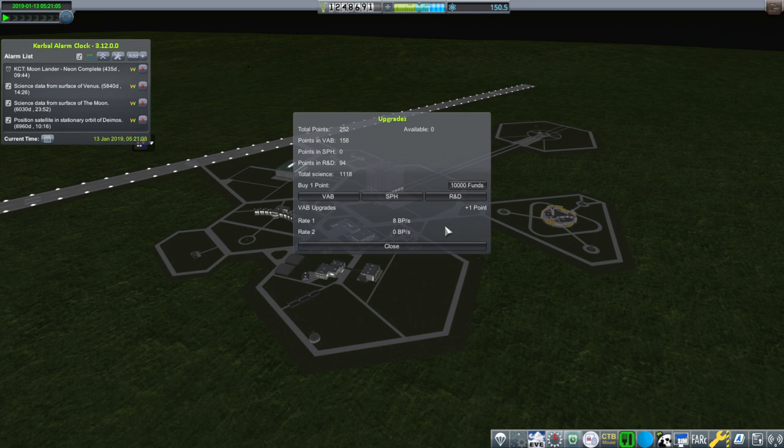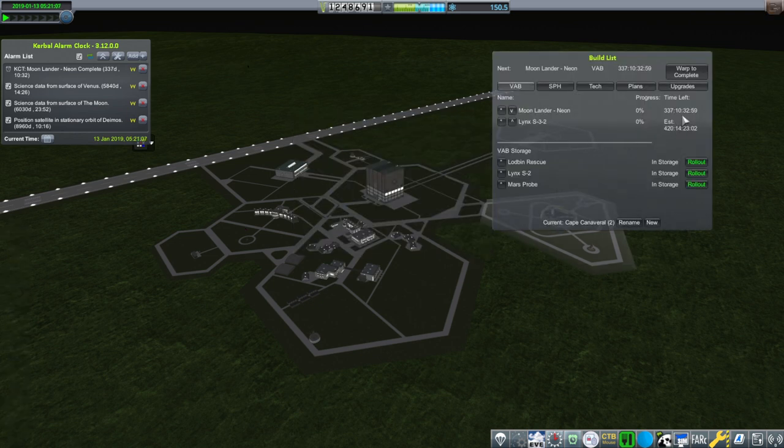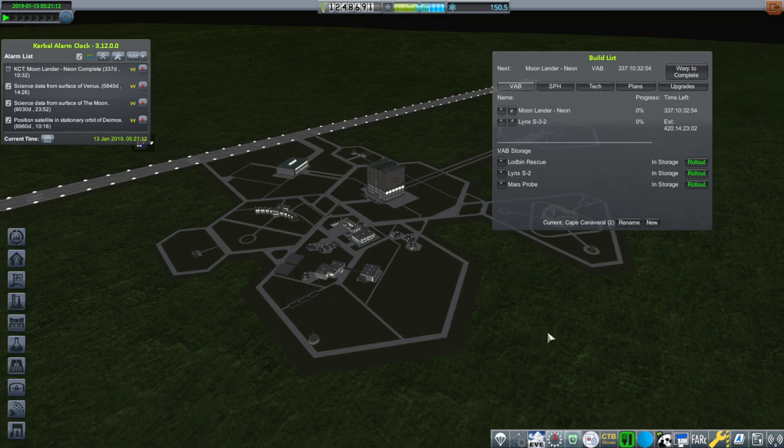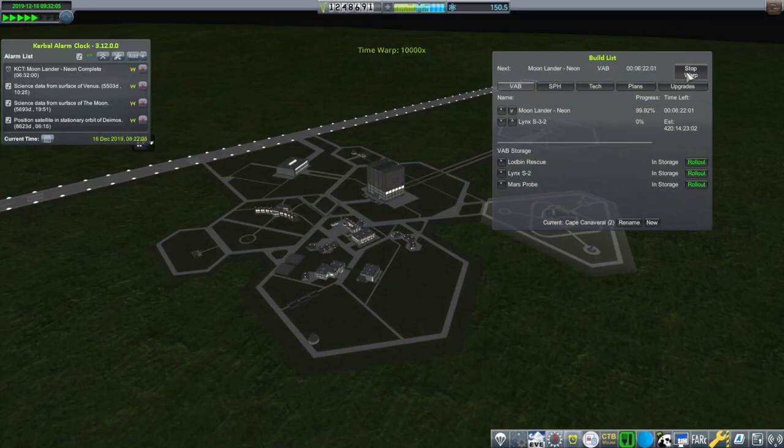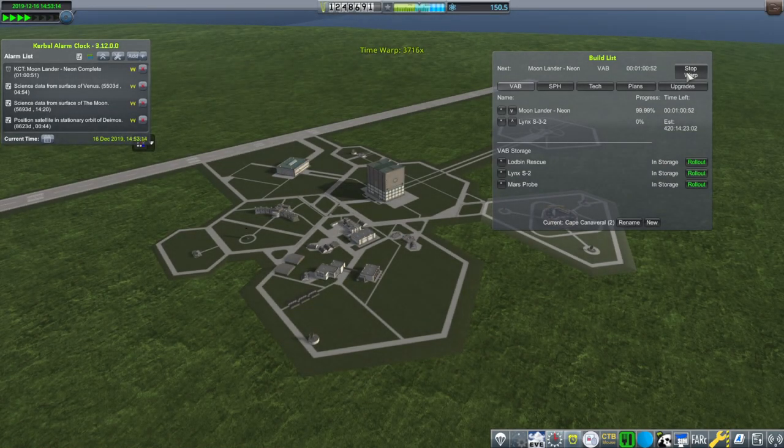Okay, 8 build points per second now. Well, 750 days, 2 years, and a bit. I guess we'll take that. So it'll be 2021 by the time we get this going here. And of course, we'll wait till both of them are built before we launch the first one. Otherwise, the boil off will be too severe on the lunar lander.